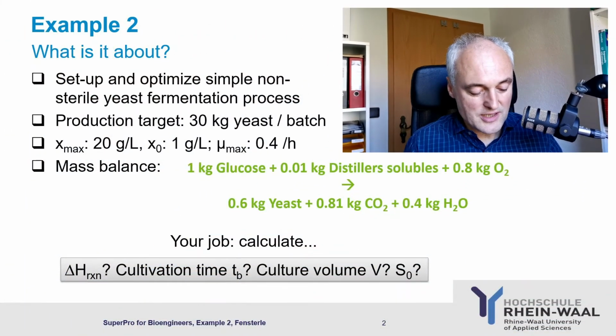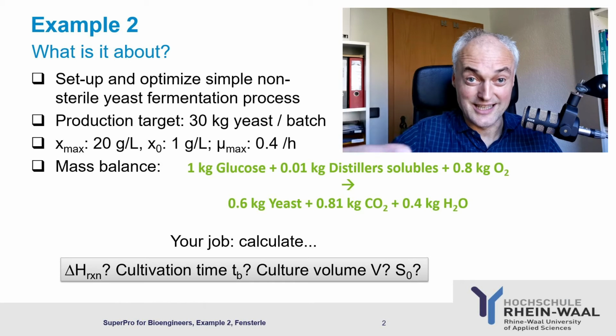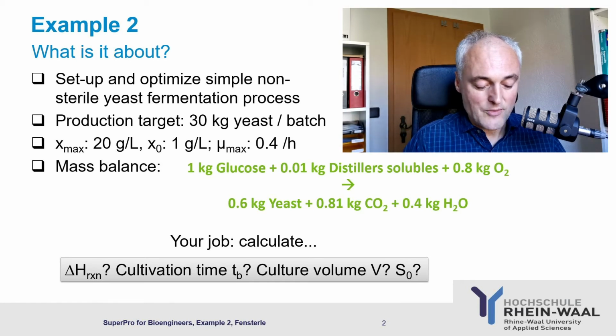As you see here, the purpose is setting up a simple fermentation process for the production of yeast. So we want to produce biomass, including basic upstream and downstream procedures. The production target is 30 kilograms yeast per batch. The maximum reachable cell density is 20 grams per liter. You remember you have calculated that in your exam. This is the link to bioprocess engineering. We inoculate with 1 gram per liter.